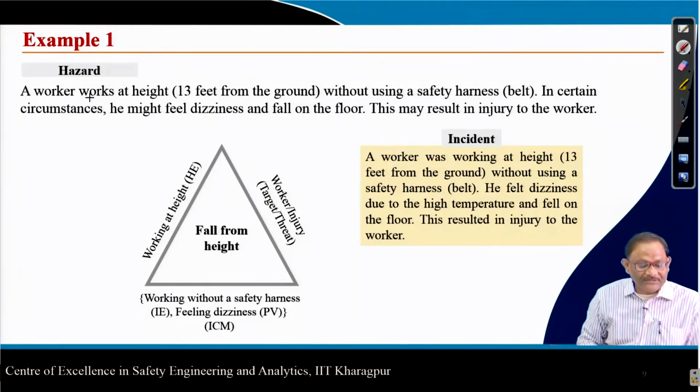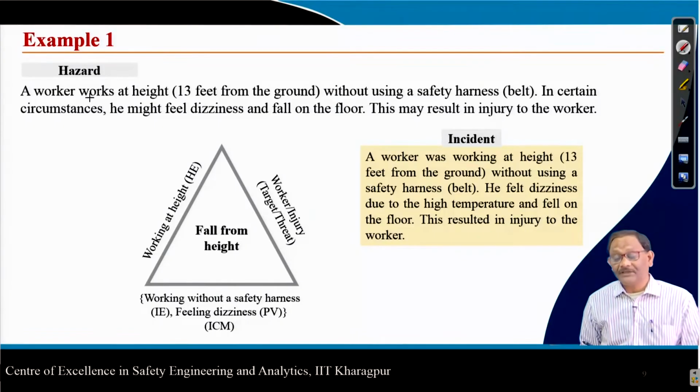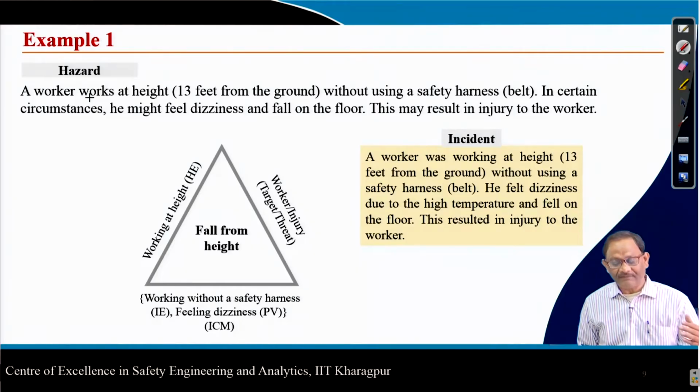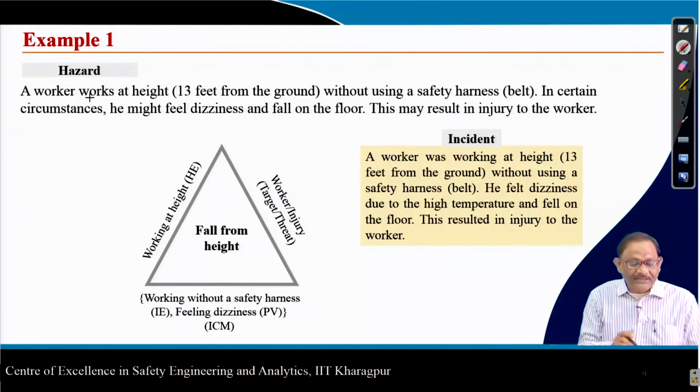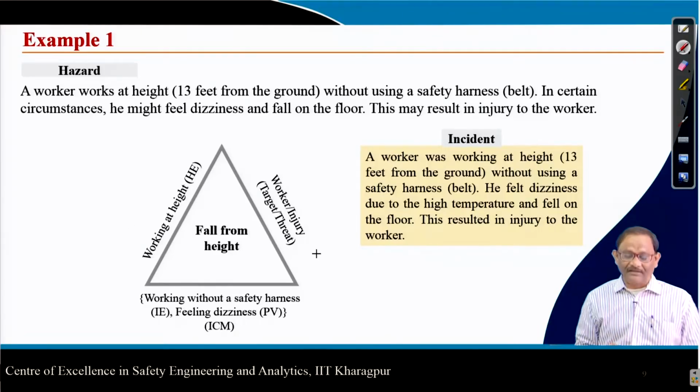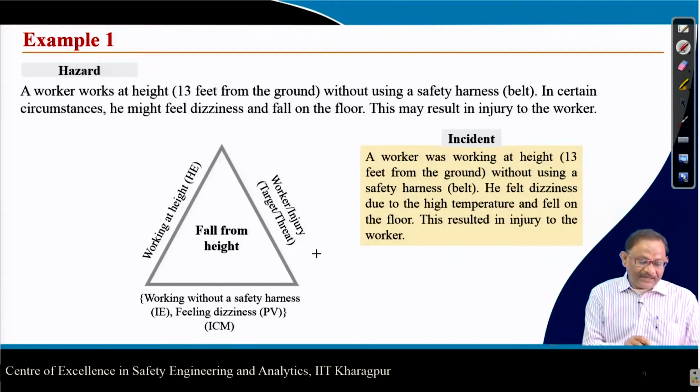What we are saying: a worker works at height without using a safety harness. In certain circumstances, he might feel dizziness and fall on the floor. This may result in injury to the worker. So when you go to identify hazards at a particular workplace, you have seen this and documented it. If you document in this manner, actually you have also documented the hazard triangle. How? Here the hazardous element is working at height.